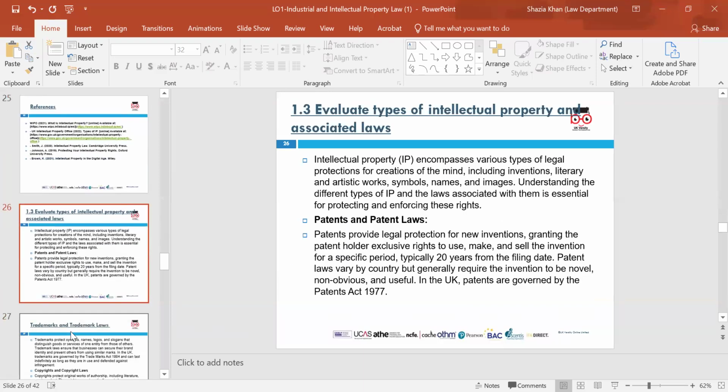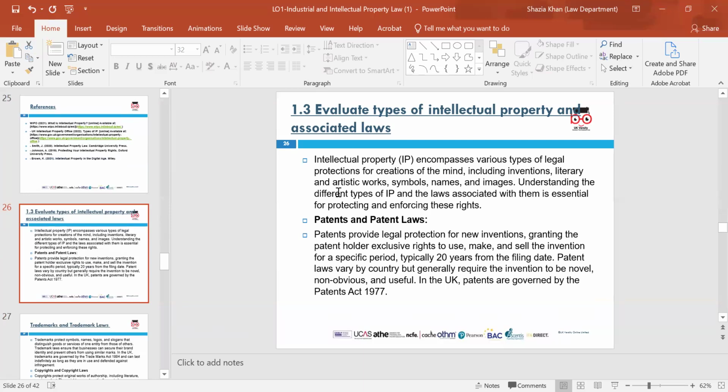Now moving on to assessment criteria 1.3, which is to evaluate types of intellectual property and associated laws. As we said, there are lots of creations of the mind, including inventions, symbols, and images, and now we're going to look at understanding the laws around them.